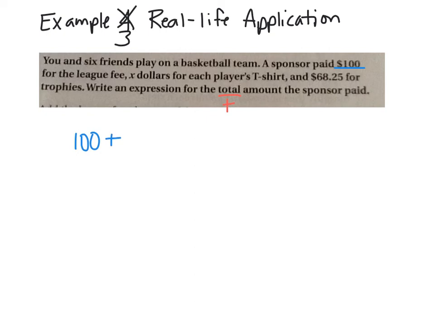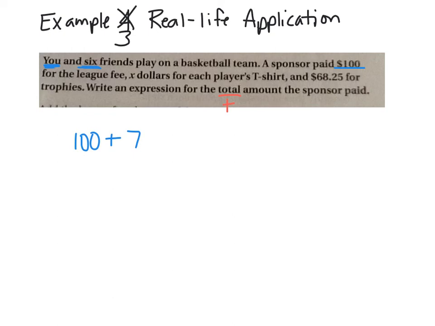They don't put it in actual numbers. They put it in words. We've got 6 friends. But a common error in this is that you forget about you. There's you and 6 friends playing on the basketball team. So how many total people are playing on this team? 7. So you and 6 friends, you plus the sixth person is 7.